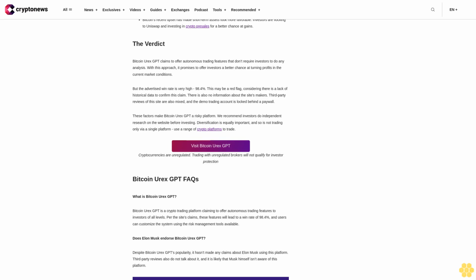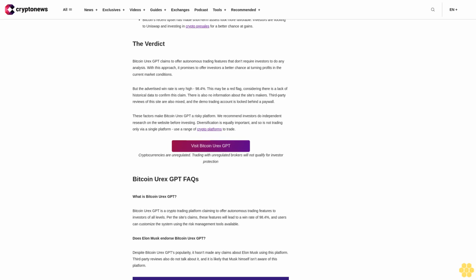How to use Bitcoin Urex GPT? Here are the steps to start trading on Bitcoin Urex GPT. Step 1. Visit the Bit Urex GPT website. Visit the official Bit Urex GPT website. Enter your phone number, email, and name to proceed with registration. Customer support will likely reach out to ask for further details to complete the registration process.